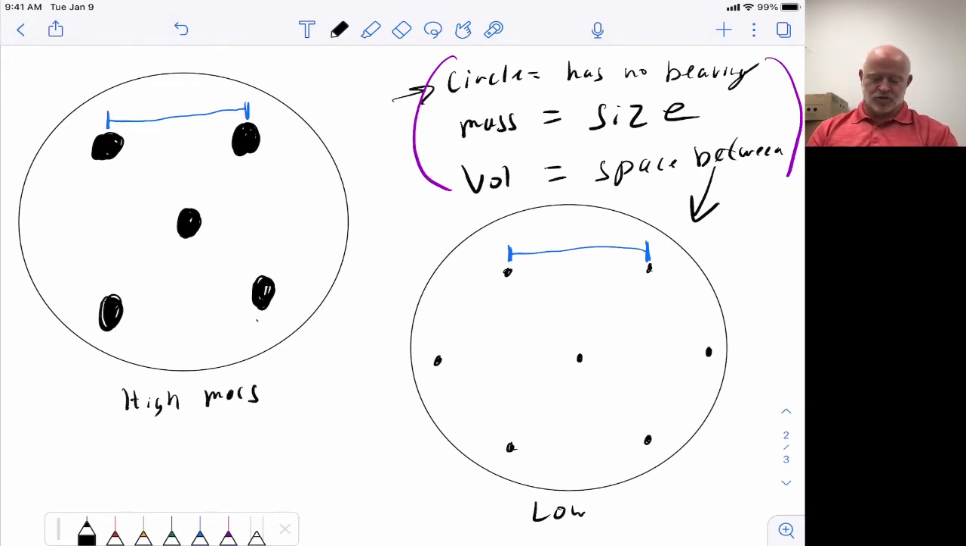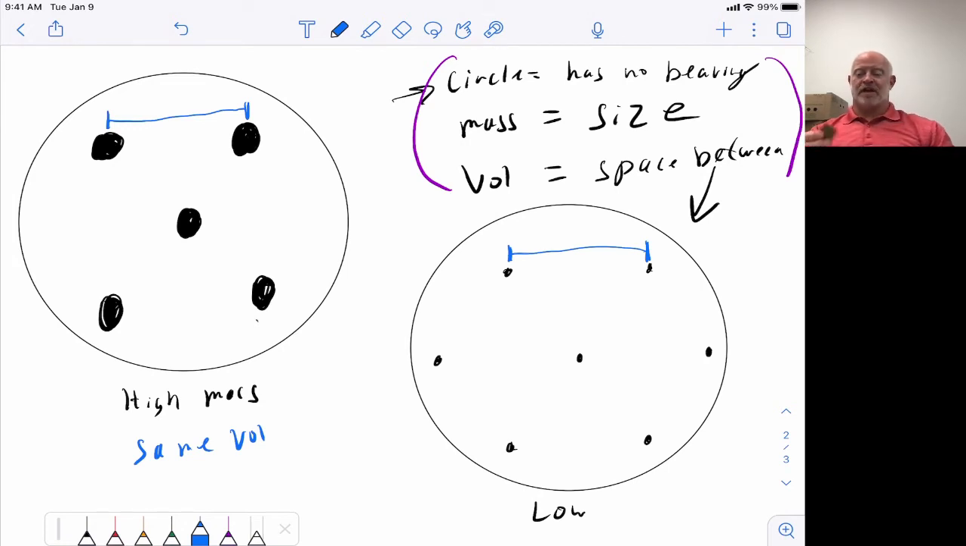The space between them is about the same, so the volume isn't really different. So this would be high mass, same volume. Okay, so of my four objects, looking at these things then, I have same volume, high mass. So this would represent my more dense thing here. Same volume, low mass would represent the low mass one, okay?